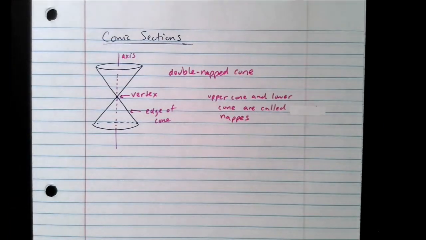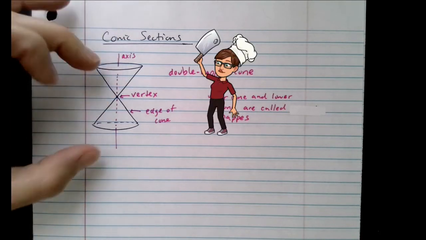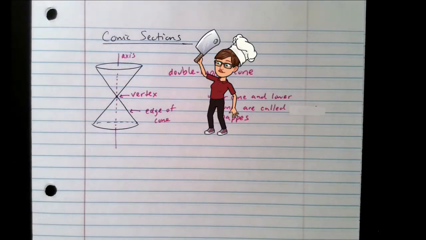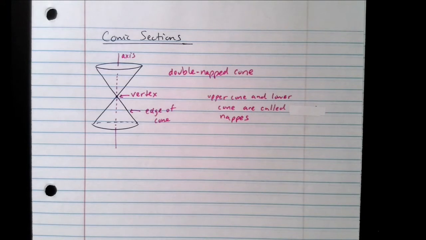So what I want to show you is what happens when we take a plane and we slice or intersect it through this double napped cone. Now, if the intersection of the plane and the double napped cone forms a point, a line, or intersecting lines, then we consider those degenerate conics. Now, there are four possible situations that can happen here. So let's start with the first one.